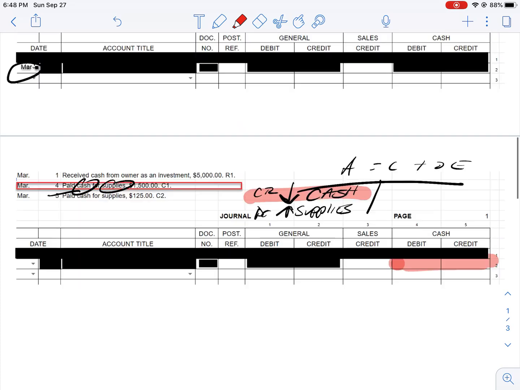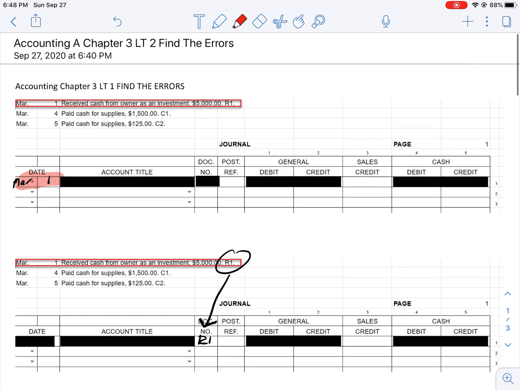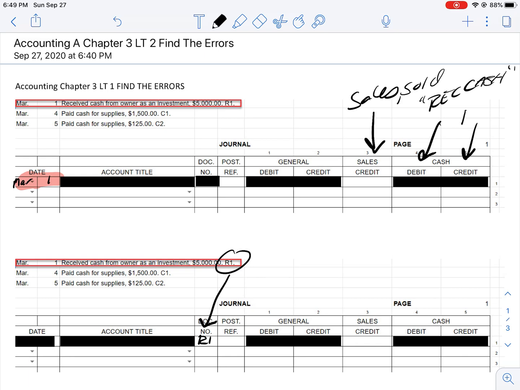Last thing that I'll just point out to you, just to help you. Remember in the previous lessons how we labeled these. These are kind of our own labels. This is our sales column. Anytime we sell something, whether we sold or anything like that, we're going to use that column. This is our received cash column. So anytime we see received cash, that means we're going to be using that column. And this is our paid cash column.